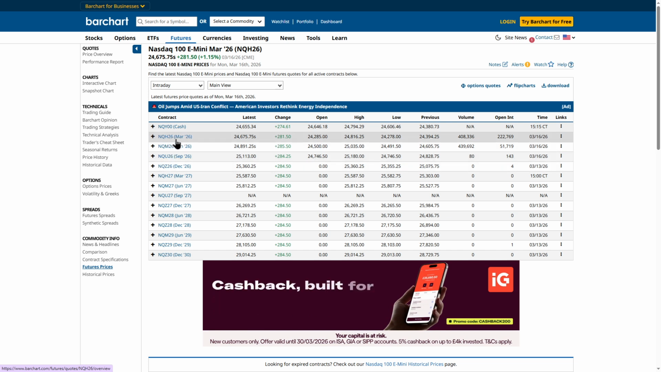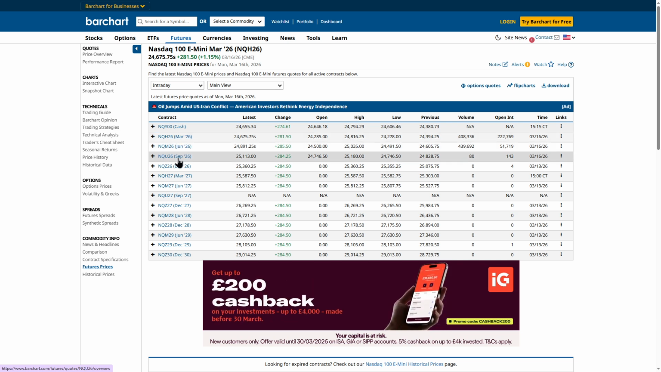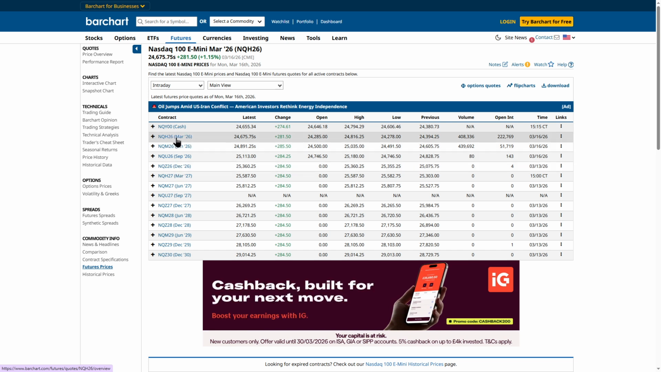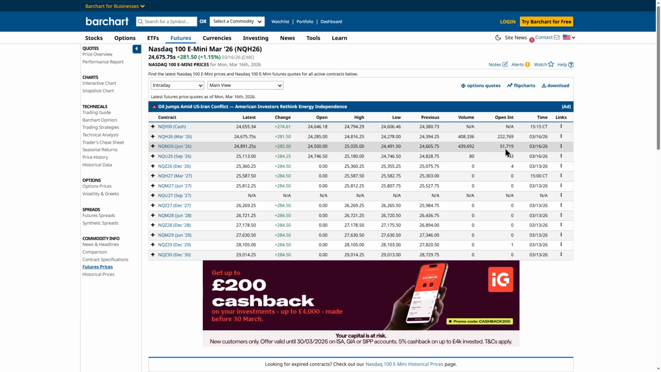This one expires on the 3rd Friday of March. This one expires on the 3rd Friday of June. This one expires on the 3rd Friday of September. And this one expires on the 3rd Friday of December. However, before it expires, we'll probably switch over to NQM before the expiration because the open interest will be higher a few days before the 3rd Friday of the month.